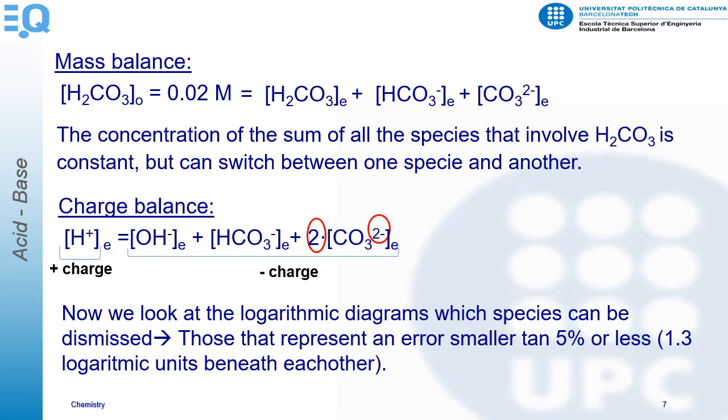and charge balances. We can neglect those species that if we eliminate from the balances, the error is 5% or less. The error is 1.3 logarithmic units in the diagram. You can try to demonstrate this relation between the 5% error and the 1.3 logarithmic units.